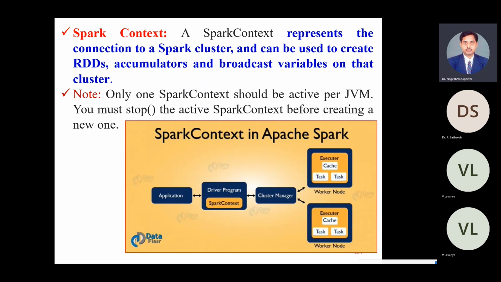For every application, we are using default executors and default memory. How much memory are you using for an application? By default, I'm using for each subtask 64 KB or 128 KB or 256 or 512, depending on your computing power. Before creating a new Spark context, you need to stop the active one. This is about the Spark context.